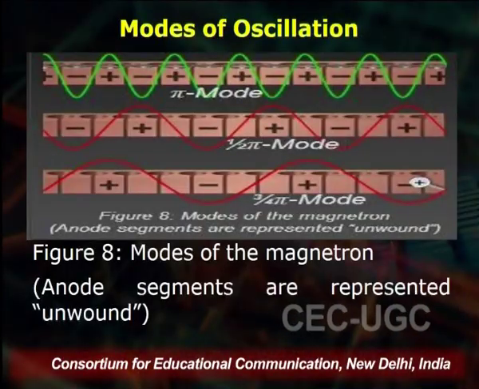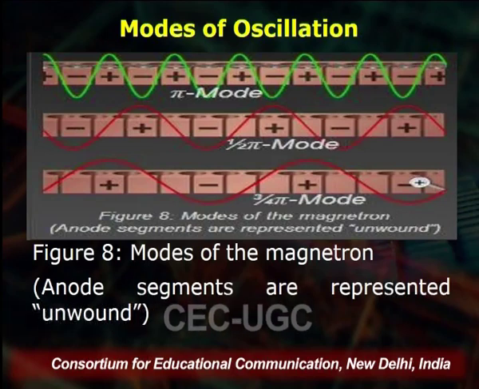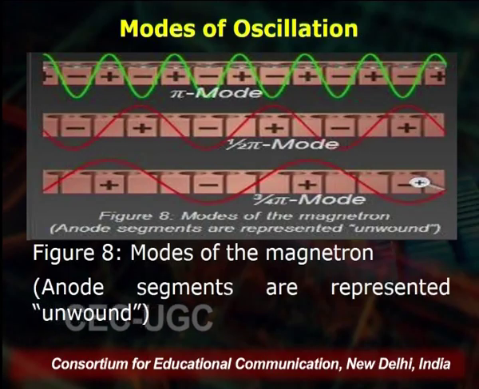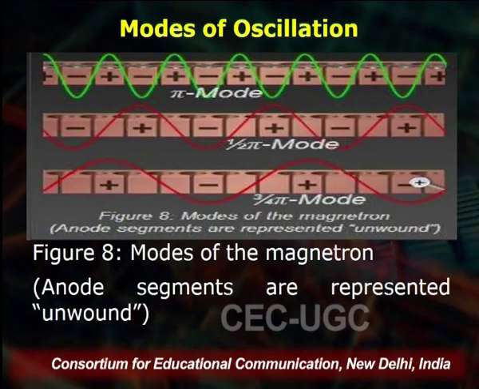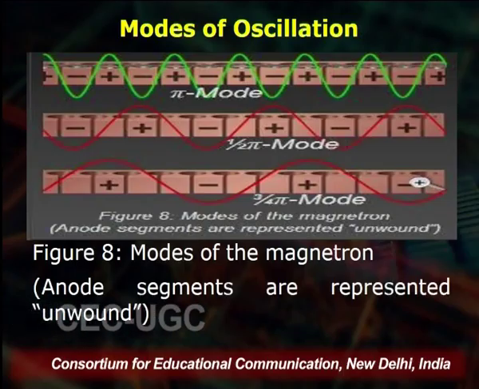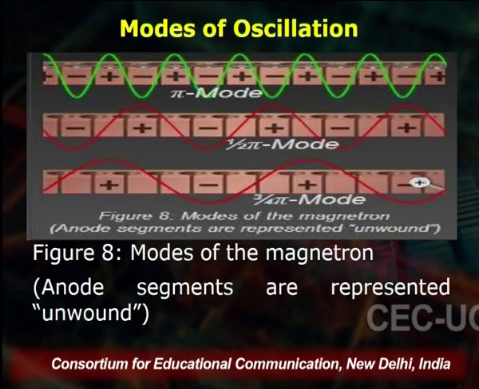So, what are the modes of oscillation? The anode segments are represented here. You can see these are the modes of oscillation and how they work: pi mode, 1 by 2 pi mode, 4 by 4 pi mode, 3 by 4 pi mode. These are the modes of oscillation according to the degree of oscillation, like pi mode, 1 by 2 pi mode, and 3 by 4 pi mode.